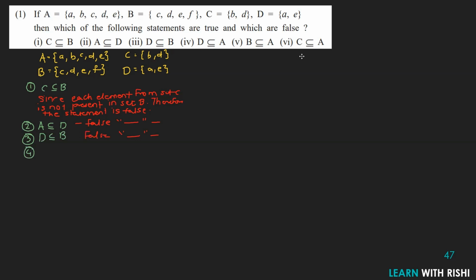D is a subset of A. It means that every element in D must be present in A. So in D, we have 2 elements, A and E. In set A, we have 5 elements, A, B, C, D, E. If you observe, both the elements in set D are present in set A. So this is a true statement. So D is a subset of A.